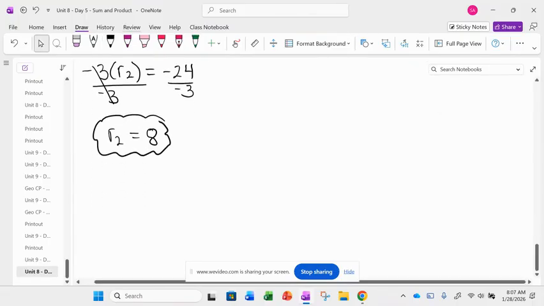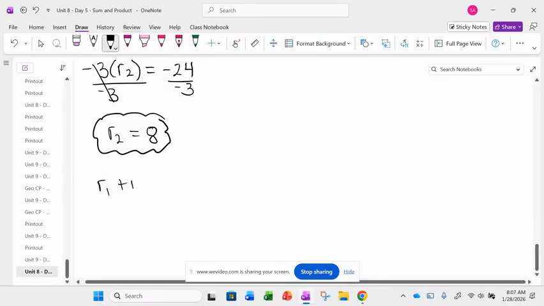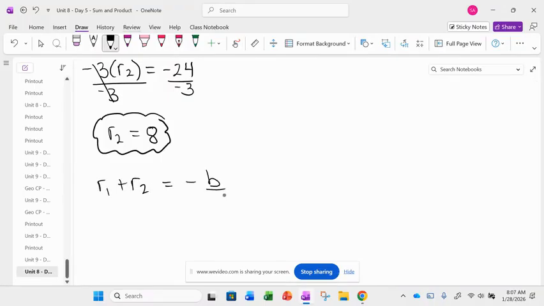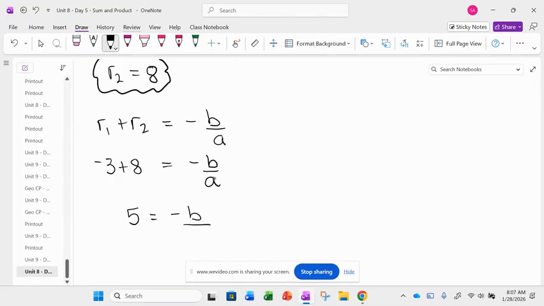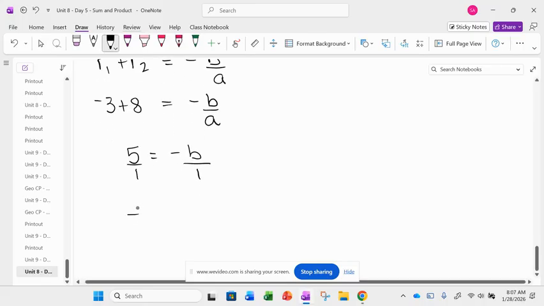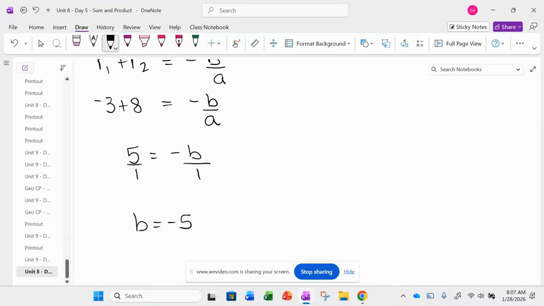This helps us tremendously because now I know root 1 plus root 2 is equal to -b over a. So -3 plus 8 has to equal -b over a. So we have +5 is going to equal -b over a. But what did we know a was? 1. So what does that tell us? -b is +5. So positive b is -5. So find k. k has to equal -5.